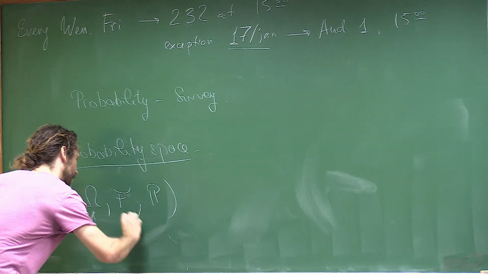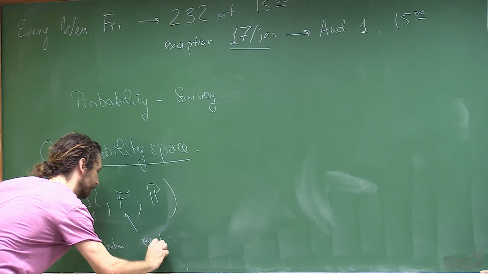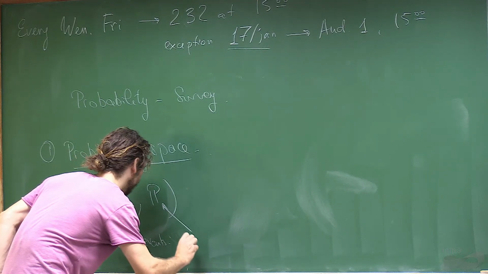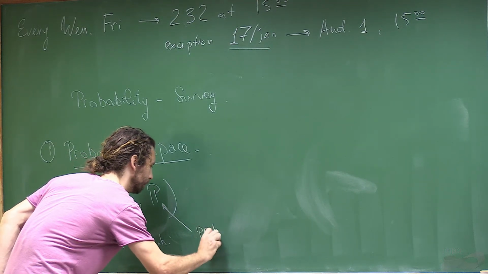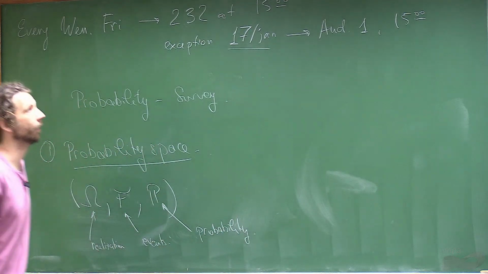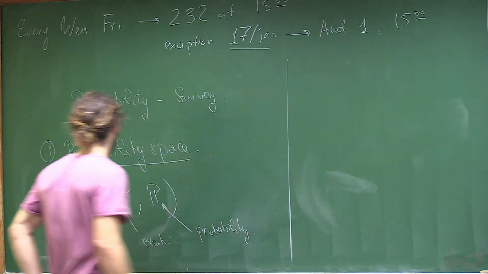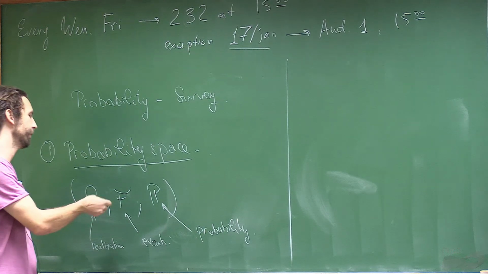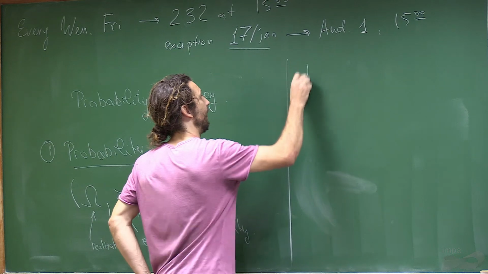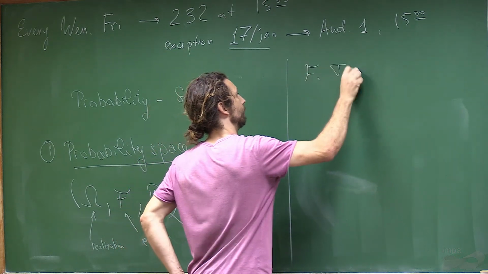F represents events, and P is the probability. As you know, there are strong connections between the theory of probability and measure theory. And so in practice, F is a sigma algebra.